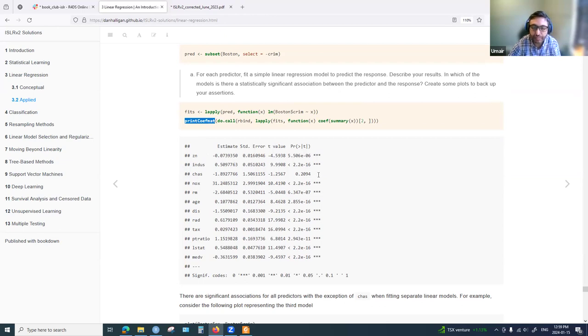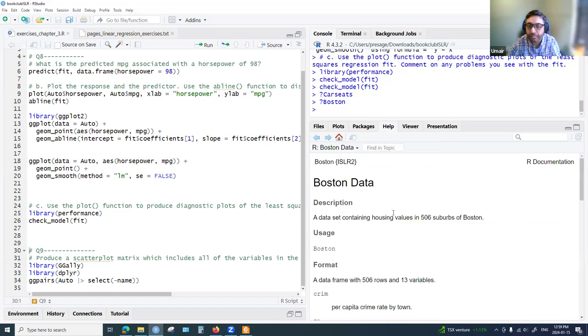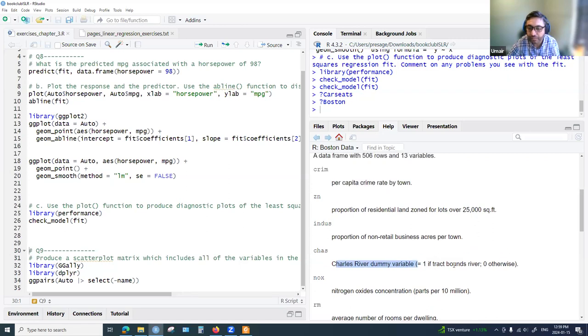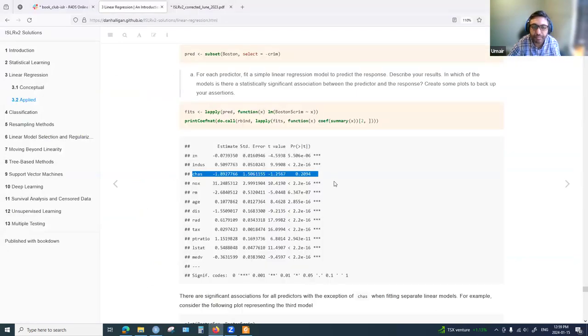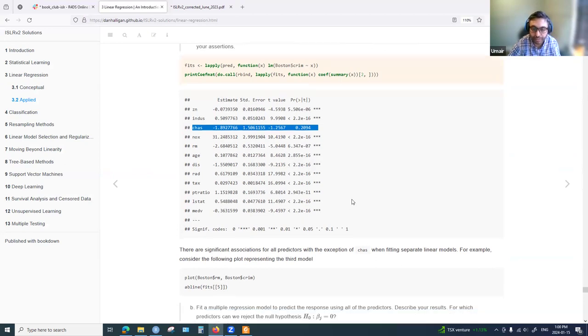And here we see with separate fits, the CHAS variable is not significant. If you look at the Boston data set, it is a dummy variable for Charles River. So it's one if it's within the census tract, otherwise it's zero. So this variable is not significant. All other variables seem to be significant when simple regression models are fit.